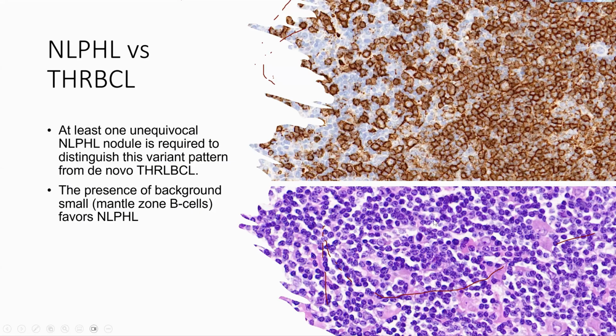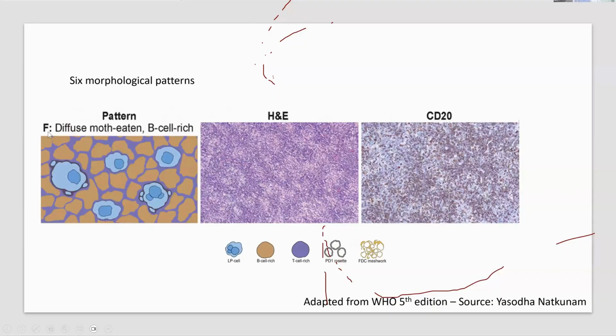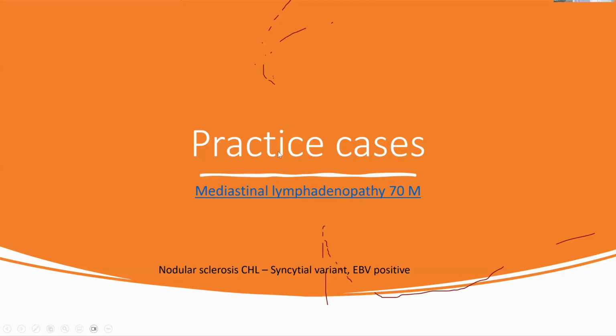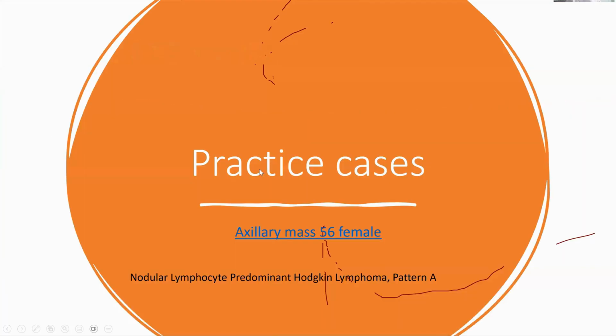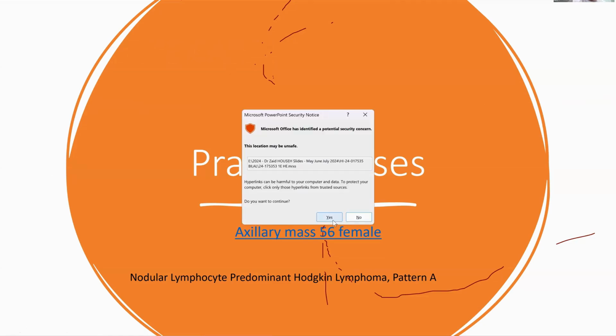And the presence of background B cells, these mantle zone B cells, is common in nodular lymphocyte predominant Hodgkin lymphoma, but that's usually not there in the other. And the rosettes are something that we see more commonly in nodular lymphocyte predominant Hodgkin lymphoma. The last pattern is pattern F, which is the diffuse moth-eaten appearance. I will not go into practice cases, but I will just show one last case of nodular lymphocyte predominant Hodgkin lymphoma, pattern A.